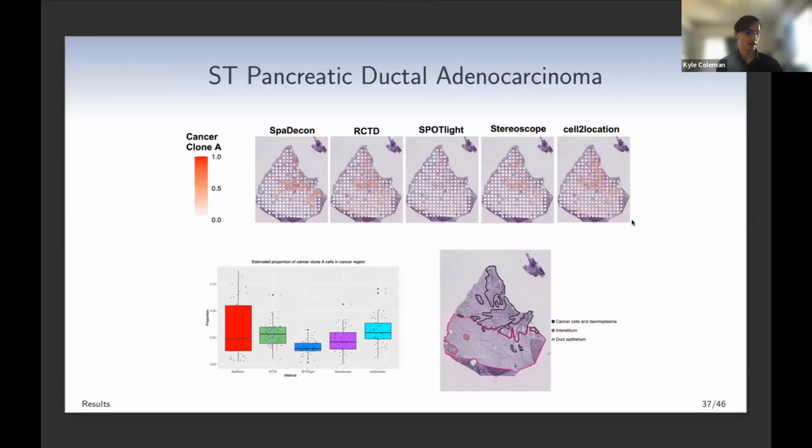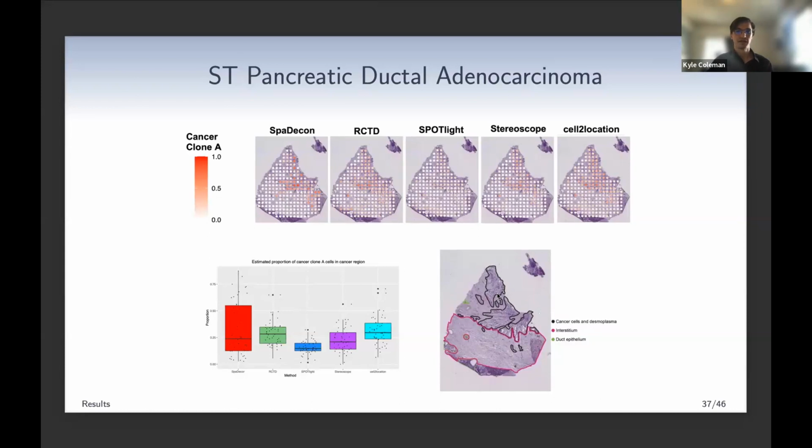All right. And then the last real data set that I'm going to show results for is from a tissue section from a patient with pancreatic ductal adenocarcinoma. And this was again analyzed using the spatial transcriptomics or ST platform. And on the bottom right, we have another pathologist annotation for this tissue section, where they separated the tissue into, again, 3 categories. The black region represents cancer cells, the red region is interstitium, and then the green is duct epithelium.